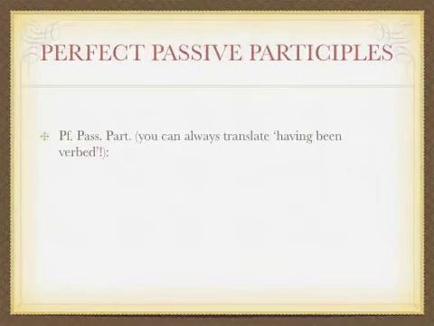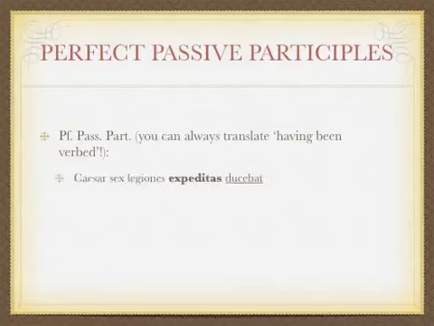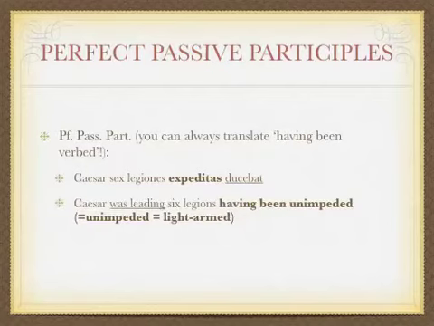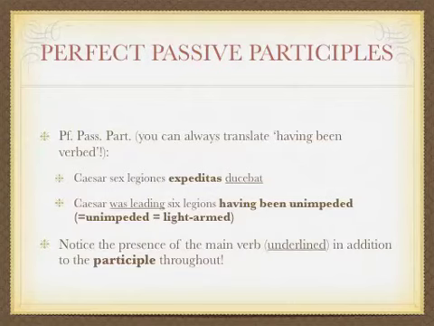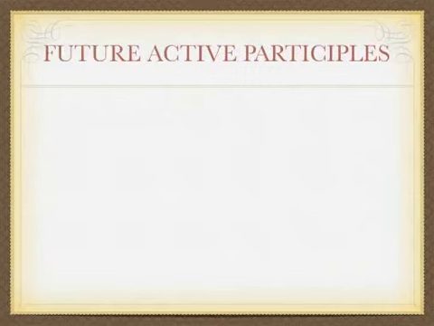Perfect passive participle, you can always translate having been verbed. And the example I've given you, not in an ablative absolute here, is Caesar was leading 6 legions, having been unimpeded, i.e. light-armed, that is, without the impediments of impedimenta, baggage trains. Right, notice the presence of the main verb underlined in addition to the participle throughout. Okay, so what I mean here is that the participle is not the main verb. There is another main verb.